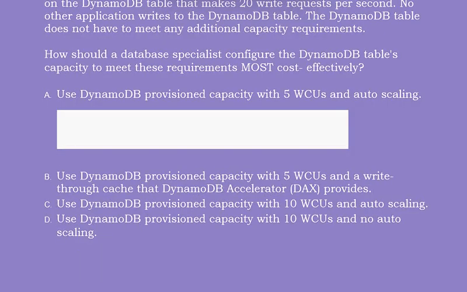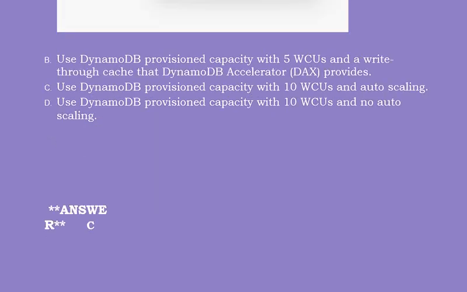Option A. Use DynamoDB provisioned capacity with 5 WCUs and auto scaling. Option B. Use DynamoDB provisioned capacity with 5 WCUs and a write-through cache that DynamoDB Accelerator (DAX) provides. Option C. Use DynamoDB provisioned capacity with 10 WCUs and auto scaling. Option D. Use DynamoDB provisioned capacity with 10 WCUs and no auto scaling. Correct answer is option C.